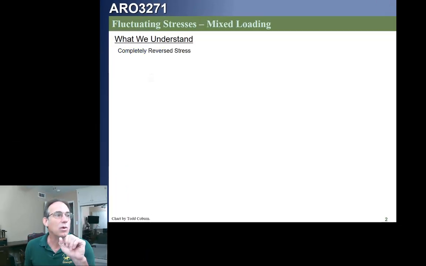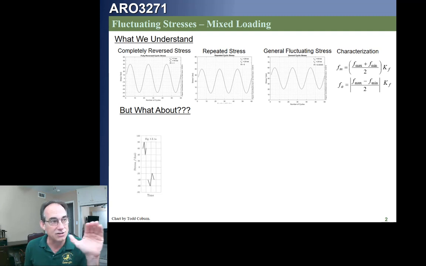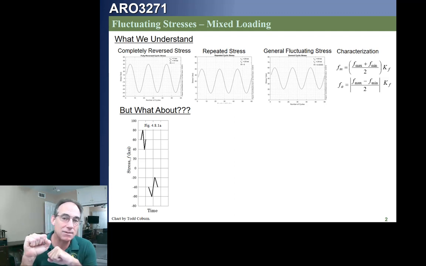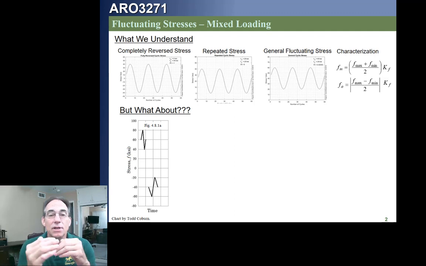So far, what we've learned is how to characterize our completely reversed stresses, our repeated stresses, and also the general fluctuating stresses. These three types, where the general kind of covers everything, we characterized basically by finding the maximum and the minimum stress. We get the max-min stress, and we calculate the mean and alternating components of stress. We then apply any stress concentration factor that applies, and we use those two characteristic stresses, the mean and the alternating, in order to evaluate fatigue.